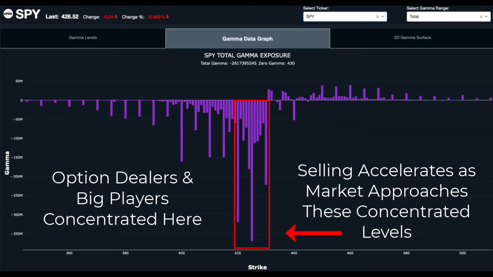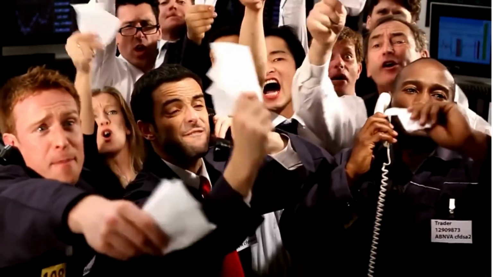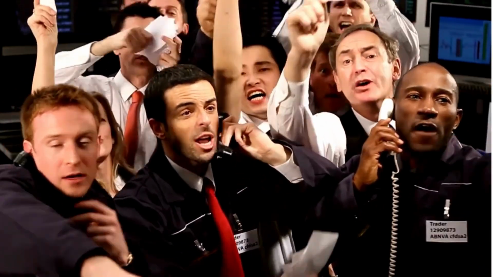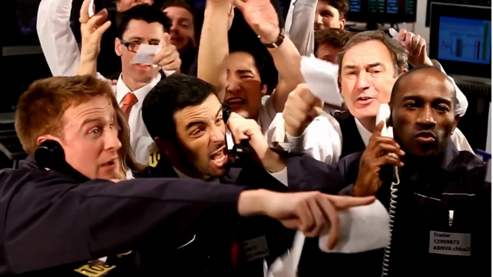And so when we enter into these negative gamma environments, you have multiple waves of selling pressure as these big players have to sell additional underlying securities in order to maintain a delta hedged portfolio.